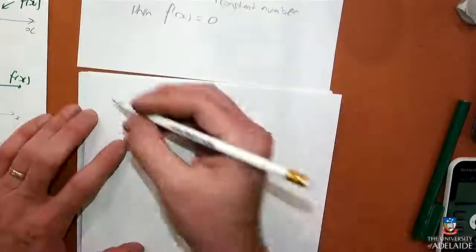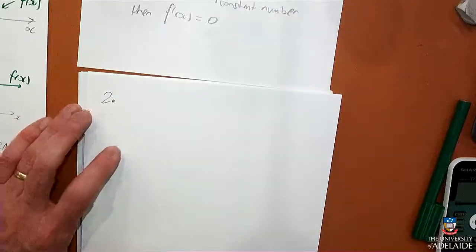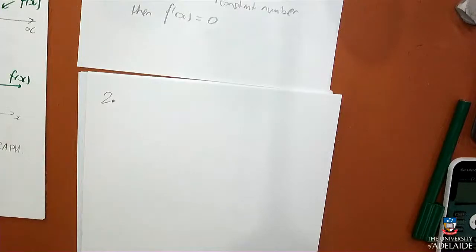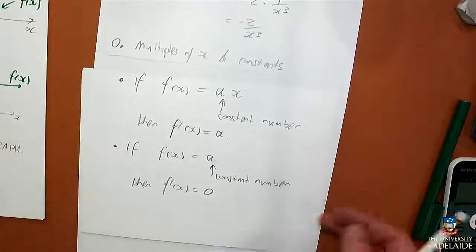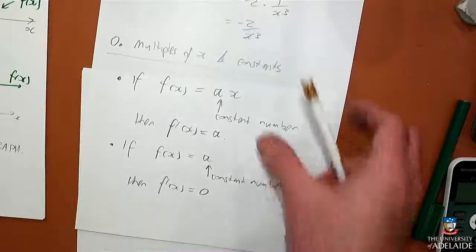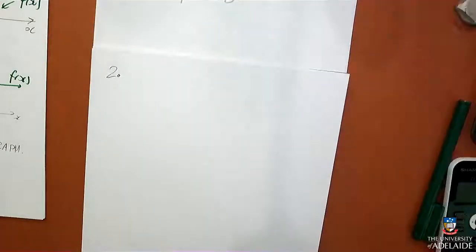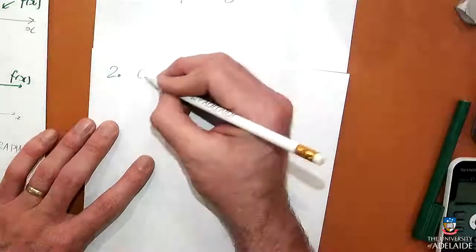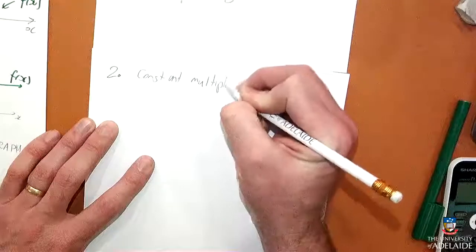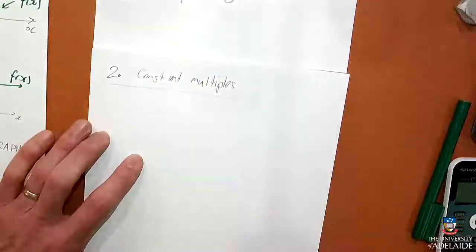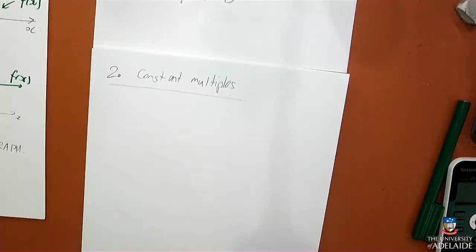So the next rule, rule number 2. Sorry, I had to go back and do 0 before I'd done number 1. I've called them 0 because these are even earlier than figuring out what the derivative is. So number 2 is going to be constant multiples. If you have a constant multiple, then the derivative of your constant multiple is the constant multiple of the derivative.